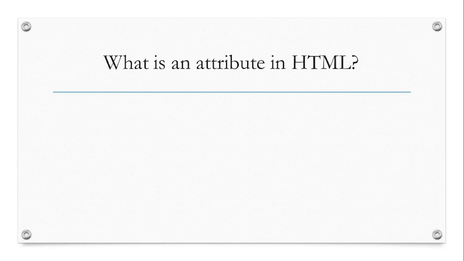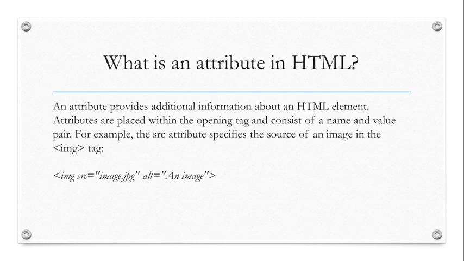Question 6. What is an attribute in HTML? An attribute in HTML provides additional information about an element. It's placed within the opening tag of an element. For example, in an image tag like img src equals image.jpg alt equals a description of the image, src specifies the image file's location, and alt provides a description of the image for accessibility purposes. Attributes help control how elements behave or appear on the page.